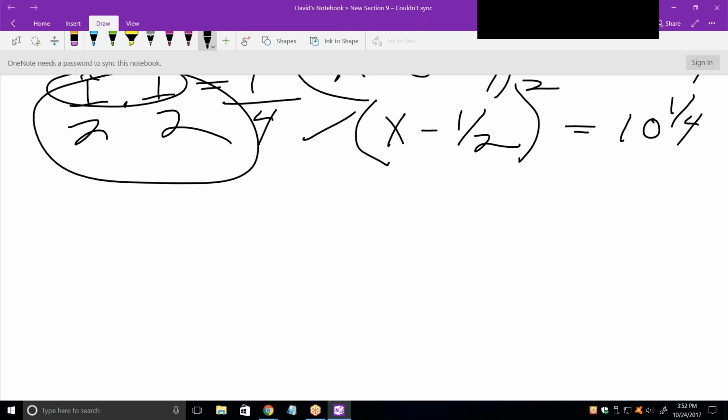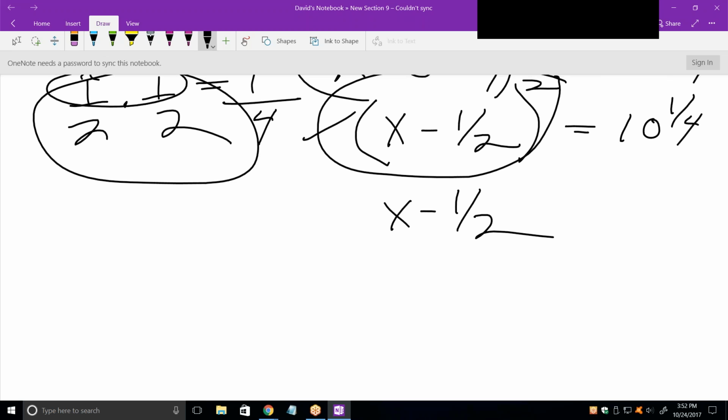So, would the square root of x minus 1/2 be 1/4? No. When you're taking the square root of something that's being squared, it's whatever the something is. So that's the square root of the left side. Square root of the right side is that. Actually not that. It's plus or minus that. Remember, whenever you're solving an equation by taking the square root of both sides, the first step is always plus or minus.